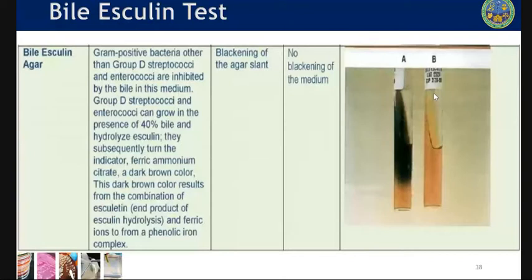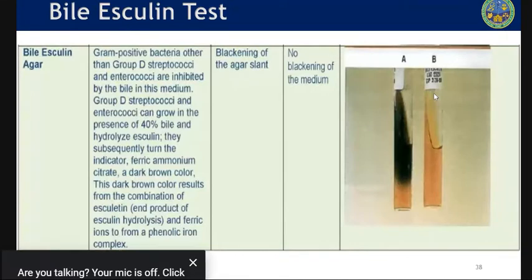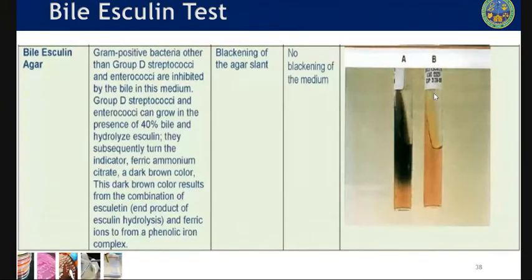So the blackening is positive, no blackening on the medium is negative. You can omit this one as part of your panel, but nevertheless, even though this is not common in testing Enterobacteriaceae, it could still be an added test to determine the genus species of your bacteria under the family of Enterobacteriaceae. So the components there, you have 40% bile, and if the esculin is being hydrolyzed, then you will have precipitation of a black component.